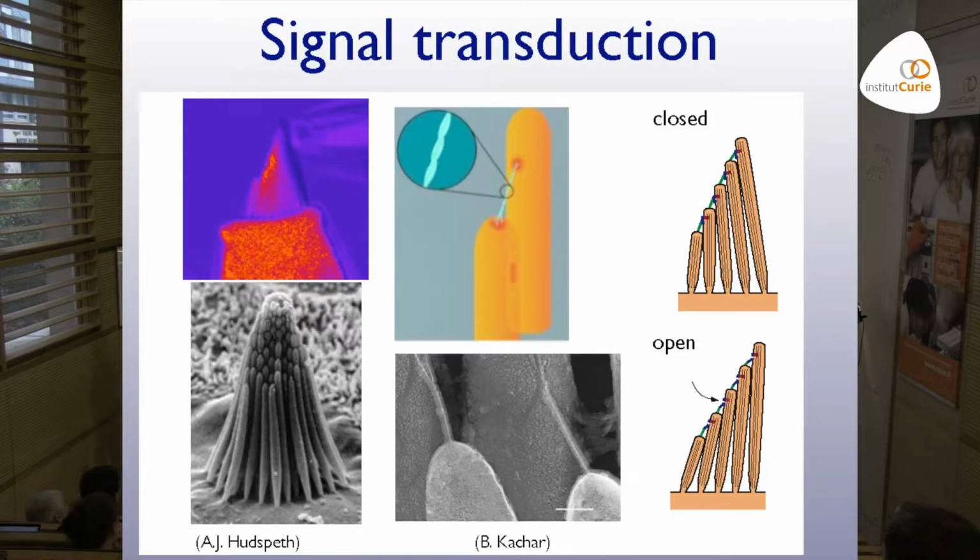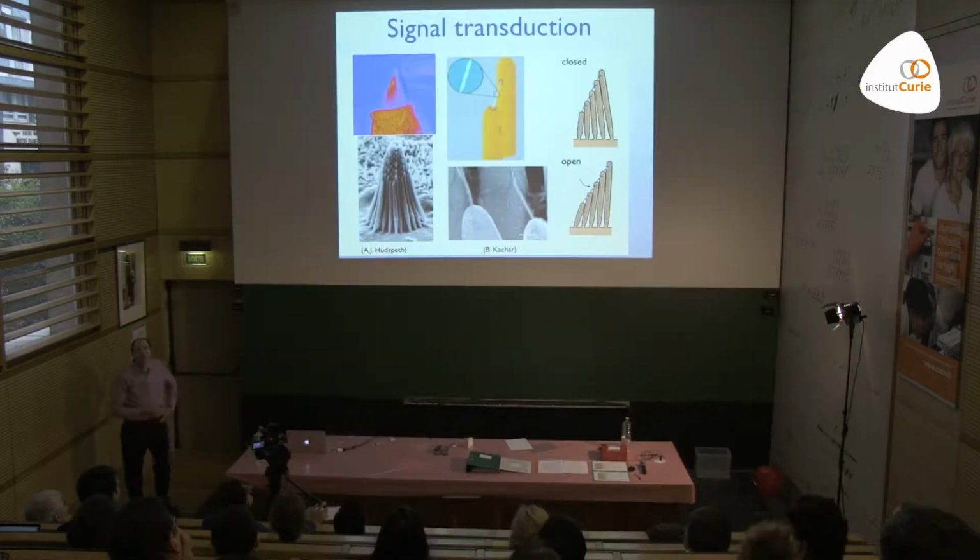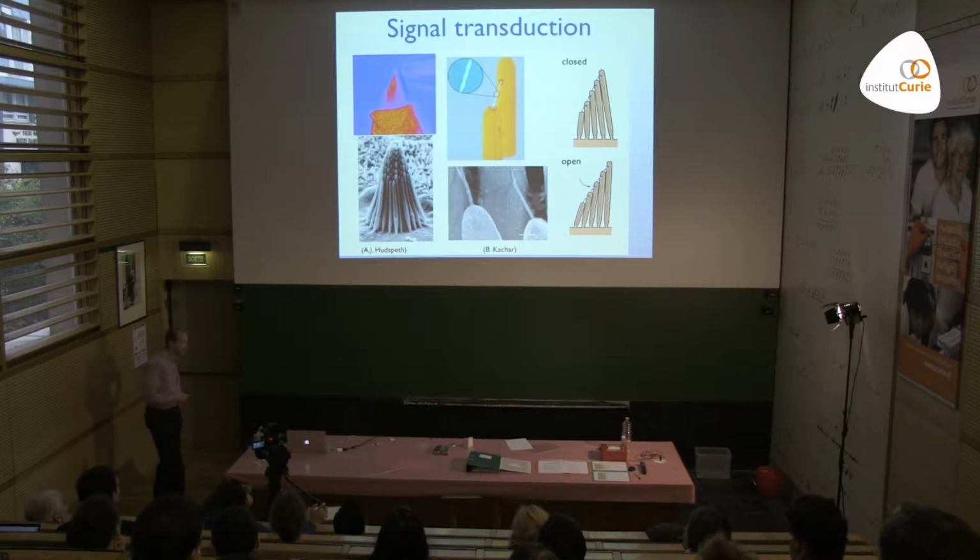Now, this can be visualized here in an example from Jim Hudspeth, who uses here a dye that shows calcium levels. Here's a micropipette to stimulate this hair bundle, and one can see visually the change in calcium concentrations due to opening of channels when the bundle is slightly moved.